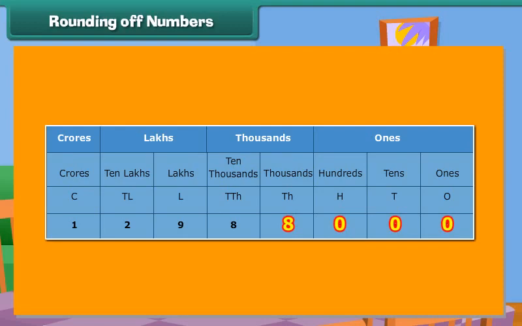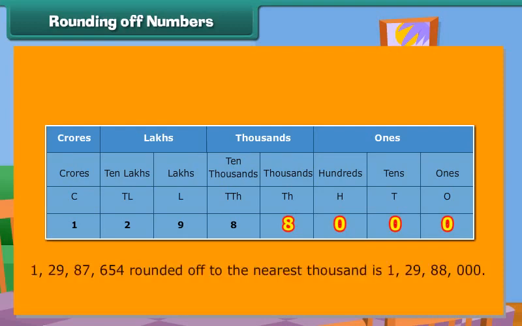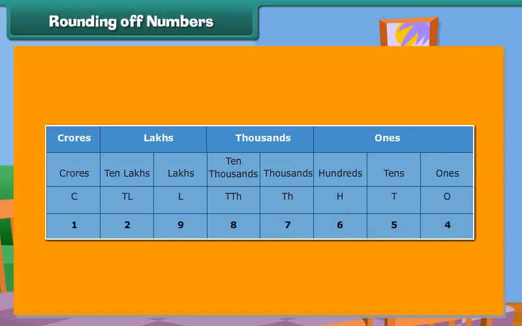We now round off 129,87,654 to the nearest lakh. Consider the figure at 10,000's place. It is 8. 8 is greater than 5. We replace it and the digits following it with 0. We increase the digit at lakhs place by 1. 129,87,654 rounded off to the nearest lakh is 130,00,000.